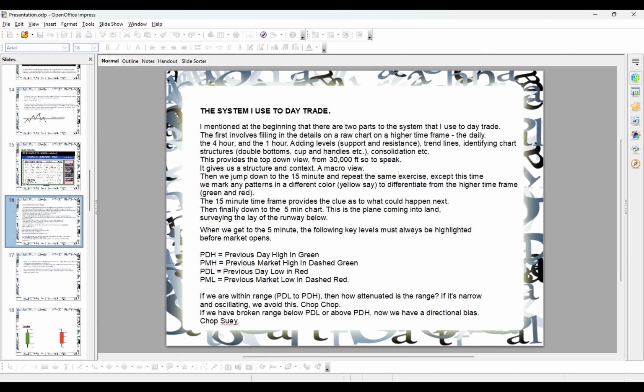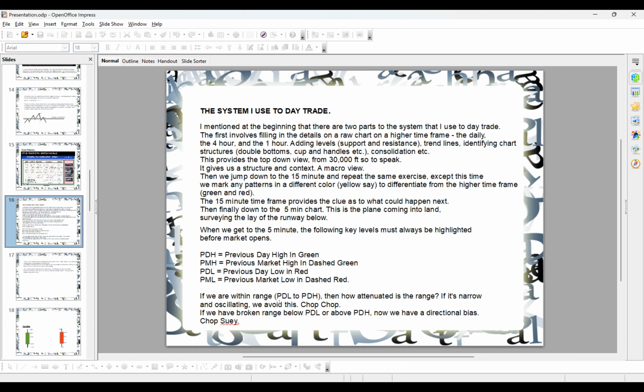So those four levels are important. Previous day high and previous day low carry more weight because there was more volume, and that was during a regular trading session. Whereas the overnight activity was not market activity. It was overnight activity versus market activity. But all four levels are important. Okay.